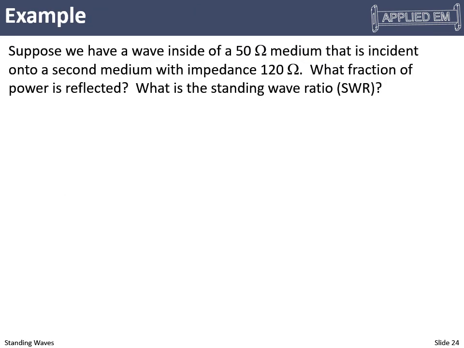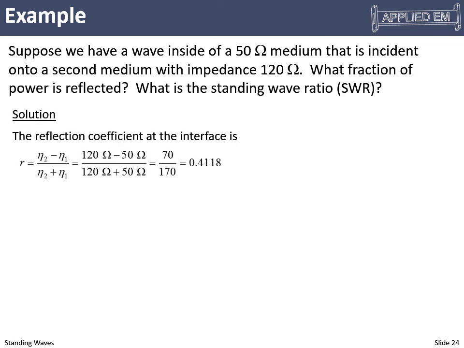Let's end our discussion of standing waves with a simple example. Let's say we have a wave propagating inside of a medium with 50 ohms, and it encounters an interface with a second medium, and the second medium has an impedance of 120 ohms. We could ask some questions here. One, what fraction of power is reflected? And then what is the standing wave ratio due to that reflected wave? Actually, it's due to the interference between the applied and the reflected wave.